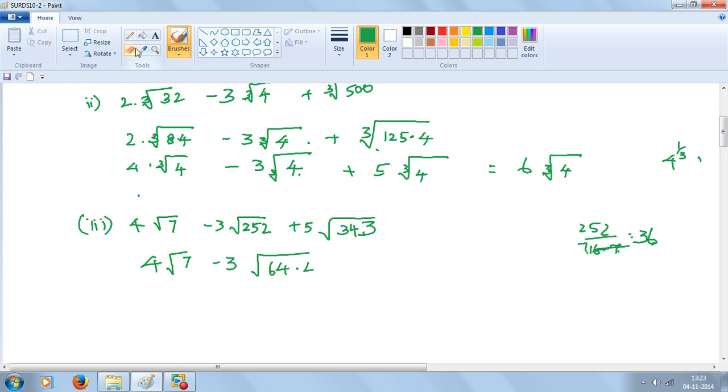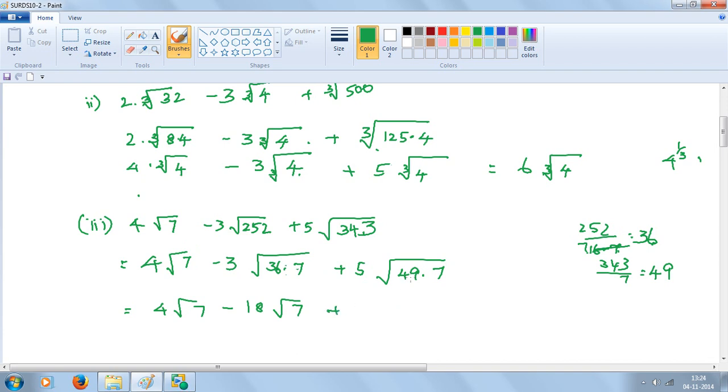So this 252 is 36 multiplied by 7, plus 5 root of the other. What about 343? 343 we will divide by 7. 4 sevens are 28, 63, 9 sevens are 63. So it is 49 multiplied by 7. So it's equal to 4 root 7. Now root of 36 is 6. 6 multiplied by 3, it is 18 root 7. Similarly 49, this is 7 square, if you take it out becomes 7. 7 5s are 35, 35 root 7.